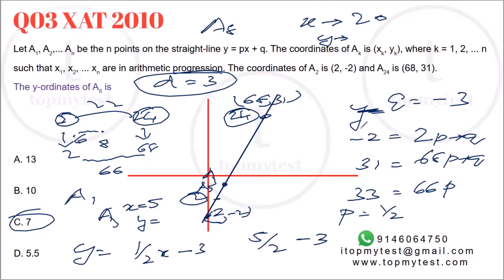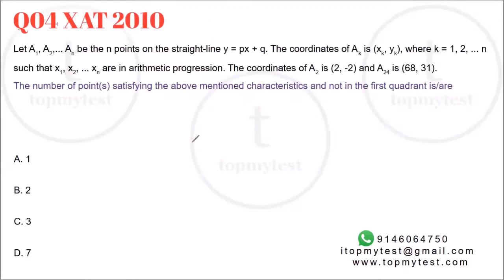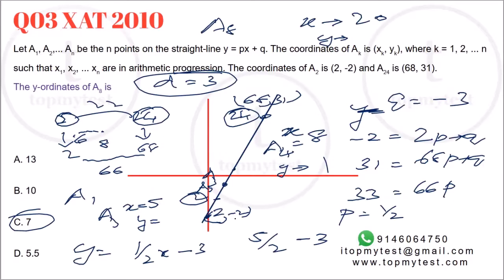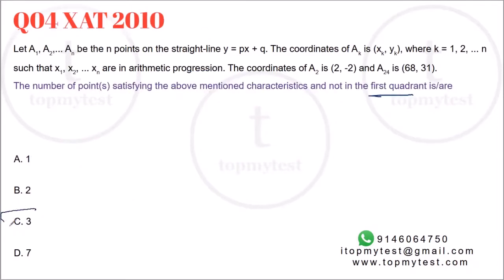Let's see what happens with A4. For A4, the value of x would be 5 plus 3, 8. The value of y would be 8 by 2 minus 3, which is 1. Right? So it comes up in the first quadrant. And beyond this, we know all the values will be in the first quadrant because x is also increasing, y is also increasing. So from A4 onwards, all the other points will be in the first quadrant. Your question was the number of points satisfying the above mentioned characteristics and not in the first quadrant. There will be A1, A2, A3, 3 such points.